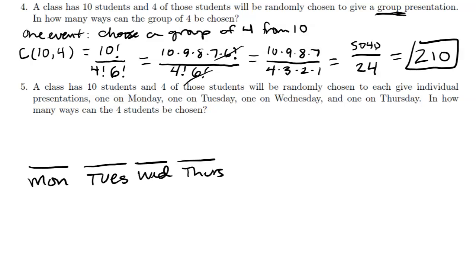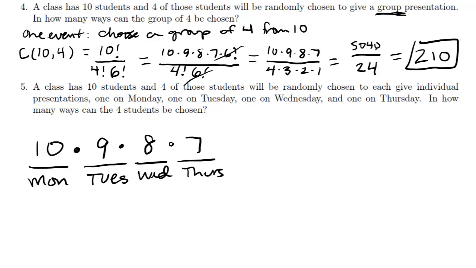So then if we think about, well, how many students do I have to pick from to put on Monday? Well, there's a class of 10 students, so I can pick from 10 of them. And then to pick for who presents on Tuesday, it does say that I have to pick 4 students total, so I can't repeat any of the students. I'll need 4 distinct students. So then we're down to only 9 options for Tuesday, 8 for Wednesday, and 7 for Thursday.